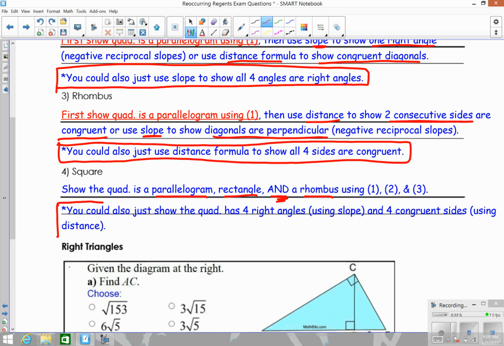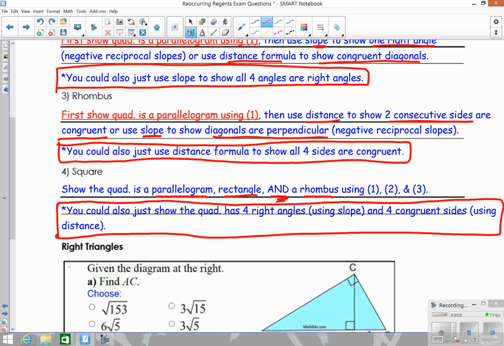Otherwise, you can just show that it has four right angles and four congruent sides, meaning it is basically taking these two things and putting them together. That would make it a square. So you could do that as well.